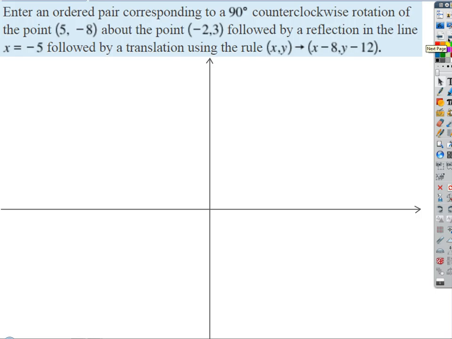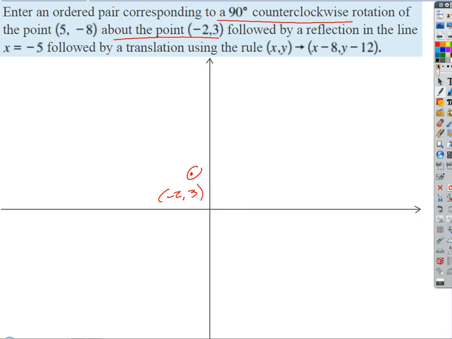I'll probably give you one of these to do, but notice the thing that makes this a little bit tougher here is that we're doing a rotation about a point that's not the origin this time, right? So look at this first step. We're going to rotate 90 degrees counterclockwise about the point -2, 3. That's a little weird. So our tack this time is going back 2 and up 3. So that's the center.